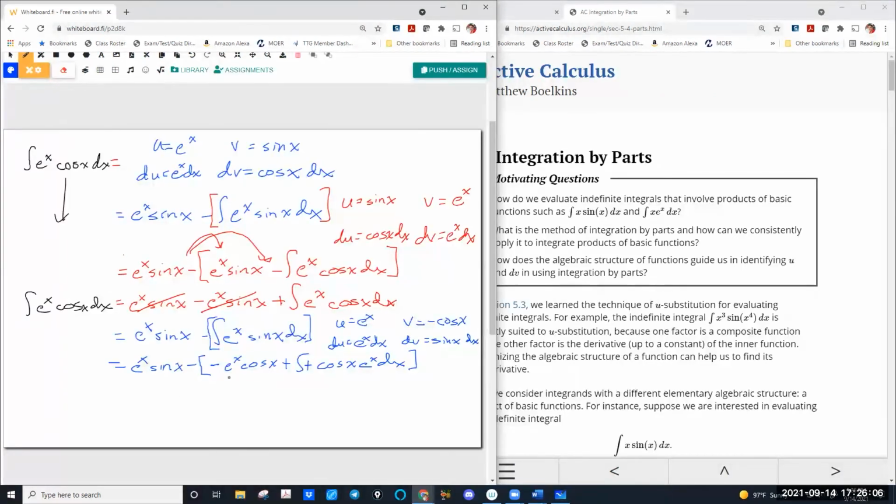So now we're going to distribute this negative for our next line. We have e to the x sine x plus e to the x cosine x. Now, when I distribute that negative, it's going to turn it back into a minus. I'm going to write this in the opposite order, bringing the e to the x out front. It's multiplication, so we can change the order.